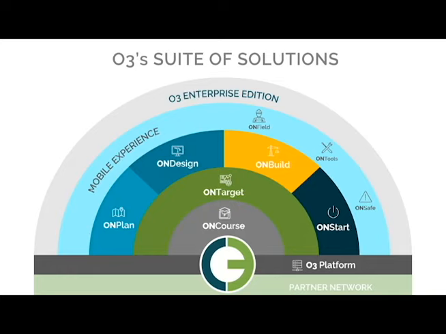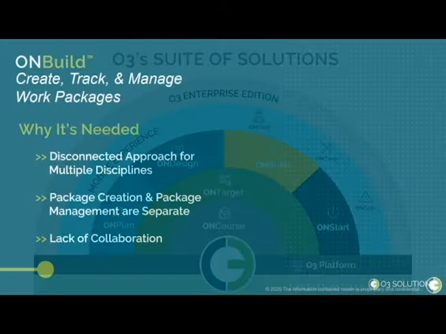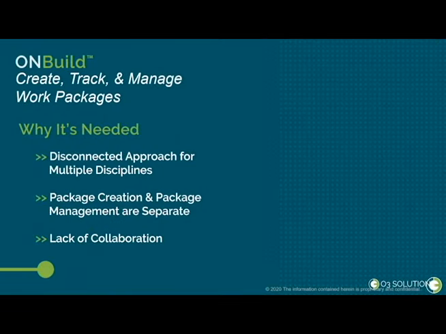Now we'll take a tour of the most popular O3 solution. ONBuild is a modern work-based planning system designed to drive visibility and accountability into the AWP process and introduces automation steps to reduce the time and effort you need to roll out a full work packaging program for your project in the construction phase. While the concept of work packaging is not new, many companies still have challenges implementing the best practice consistently across all disciplines, not just pipe and steel.